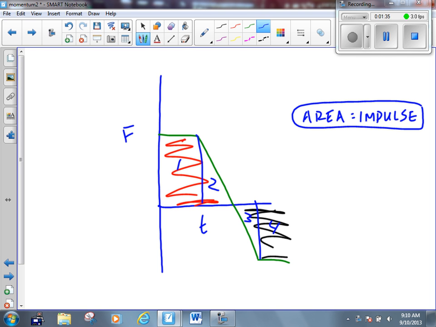Once we get the area, sometimes we've got to do something else with it. One of the most common things that we have to do with it is to find the change in velocity. How do we find the change in velocity after we've done this whole area equals impulse thing? Oliver?